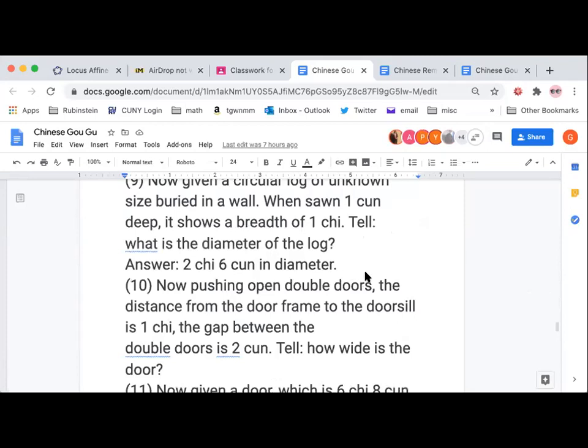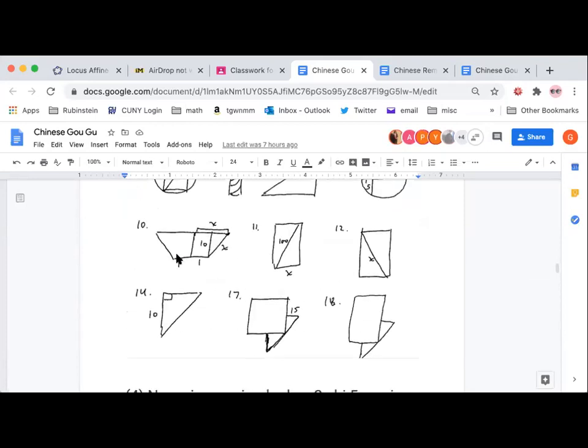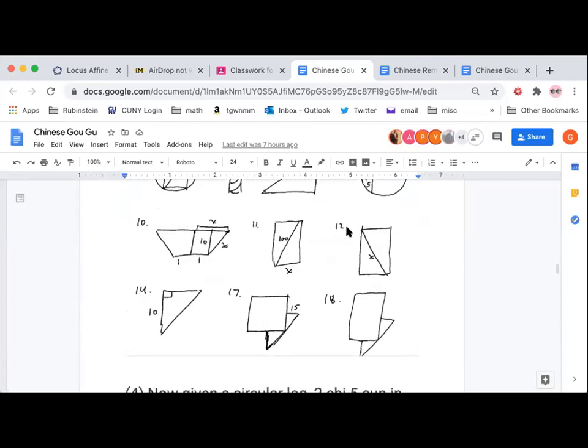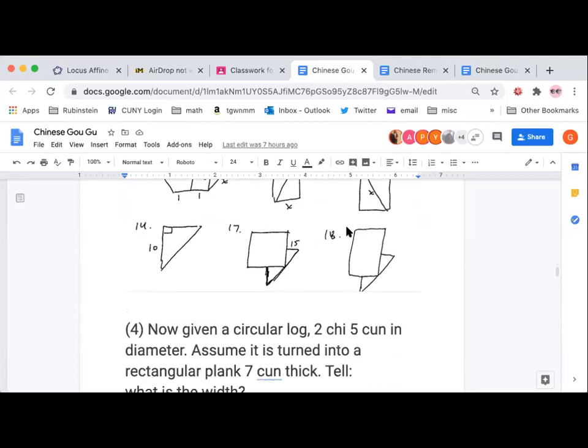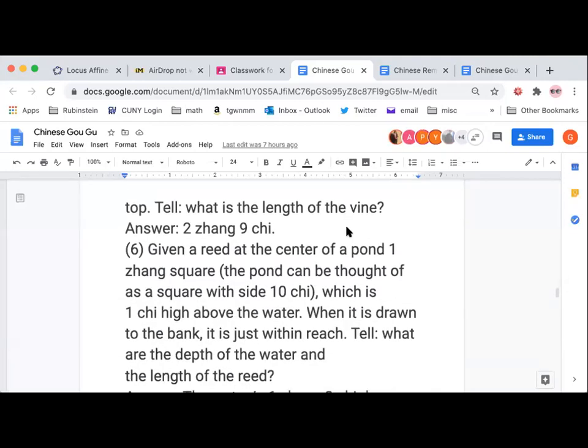10 is double doors that you're opening up. Here are the doors, these slanted ones. Sorry, this trapezoid thing is the wall and the door opens like that. Anyway, these questions are not easy, but I would like you to spend time messing around. You could talk to people about it.